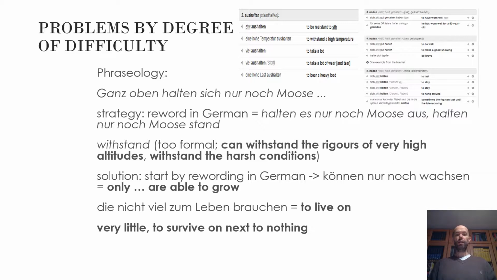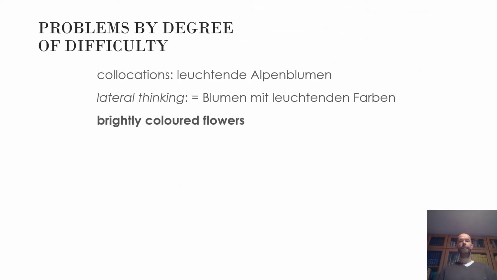So that's that. And "die nicht viel zum Leben brauchen" can be idiomatically translated using the phrasal verb "to live on" something, in this case "to live on very little". Or another nice phrase, also very idiomatic, is "to survive on next to nothing". On next to nothing. That's well worth remembering.